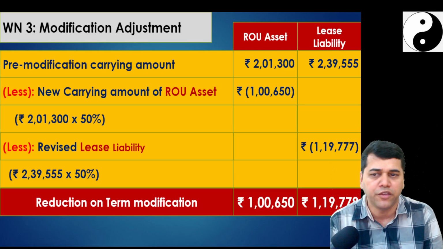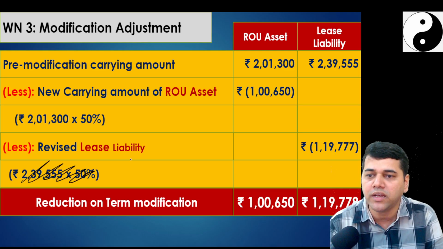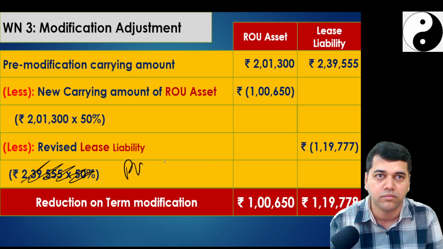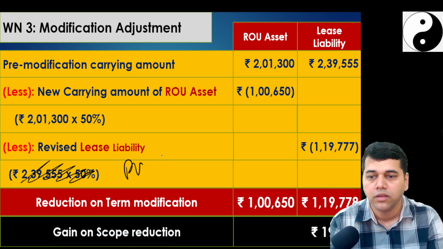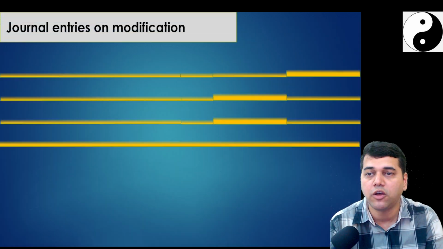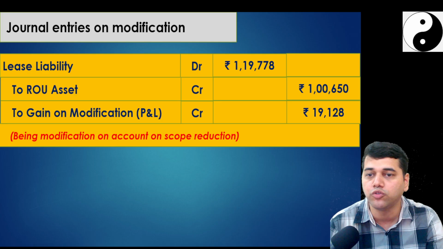Because if you want, alternatively what you could have done, at the original rate, you find out the present value of the future cash flows. You would have got the same thing. Gain will be 19,128. I would have passed this accounting entry, lease liability, ROU to gain on modification.